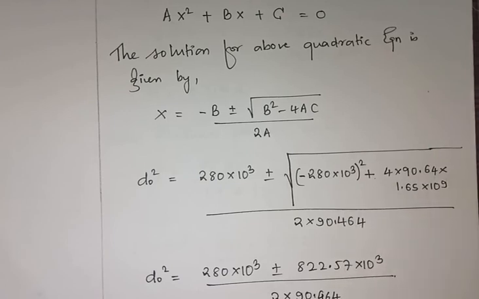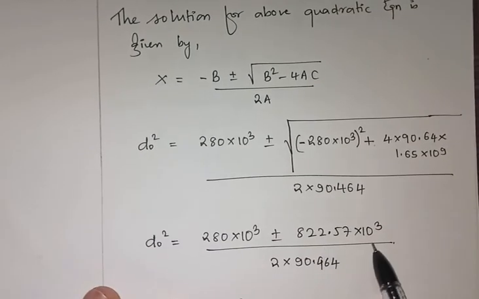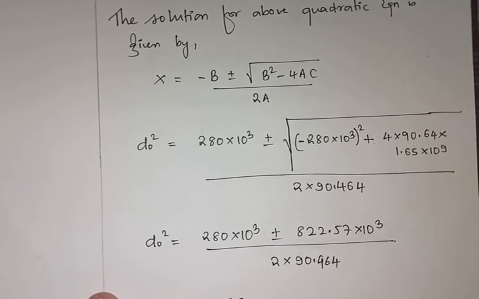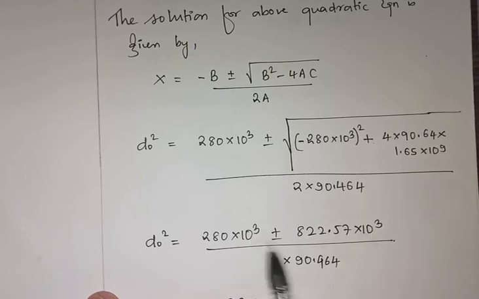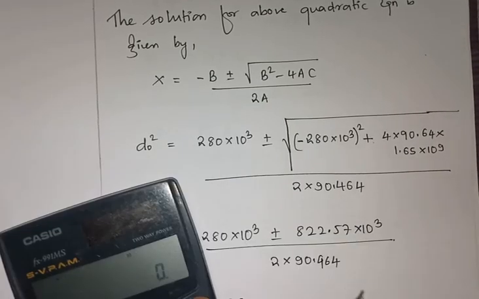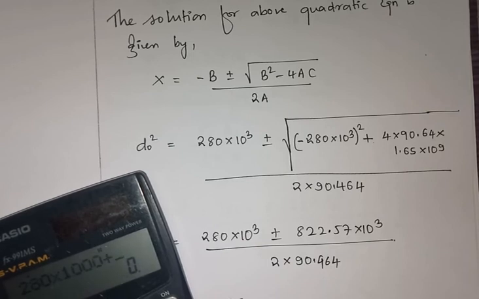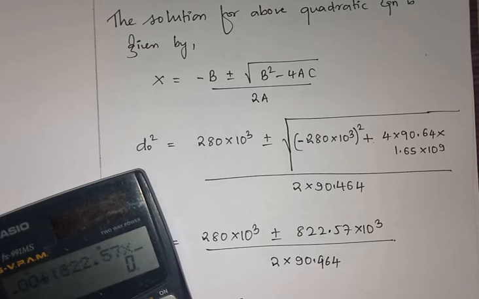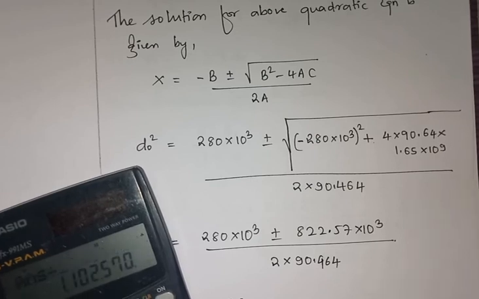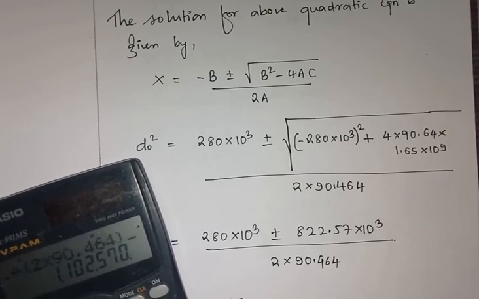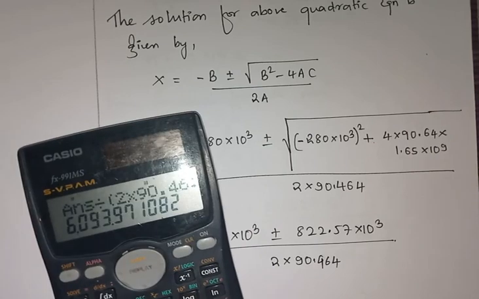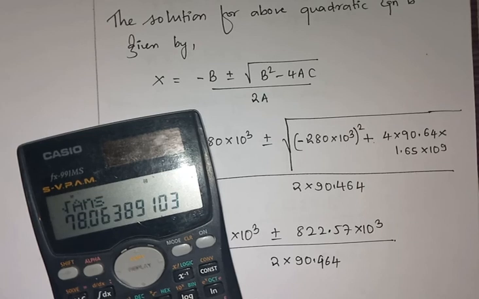So you simplify this entire thing, then you will be getting 822.57 into 10 raised to 3 plus or minus, divided by this value. Now if you check, 10 raised to 3 is common in both the cases. If you take this as minus, then the numerator will be minus, right? And our common sense says that diameter cannot be a negative value. So this minus sign is omitted and you need to take the value as positive. If you take it as positive, let me check what we'll be getting. So I'll be getting 280 into 1000 plus 822.57 into 1000, divided by 2 into 90.464, right? So I'm getting some value 6093. I need to take square root of this, so the square root of the answer is 78.06, right?